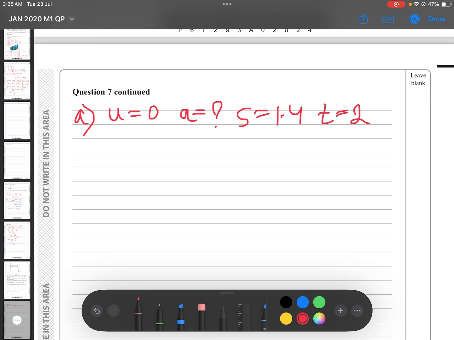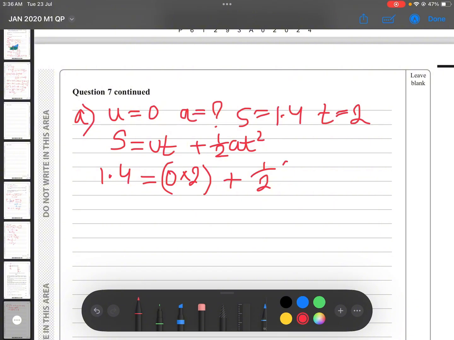So we are going to use the equation s = ut + half at squared. My s is going to be 1.4, u is 0 times 2, which is again 0, plus half a, 2 squared is 4. So 1.4 equals 2a. Therefore, a equals 0.7 meters per second squared.